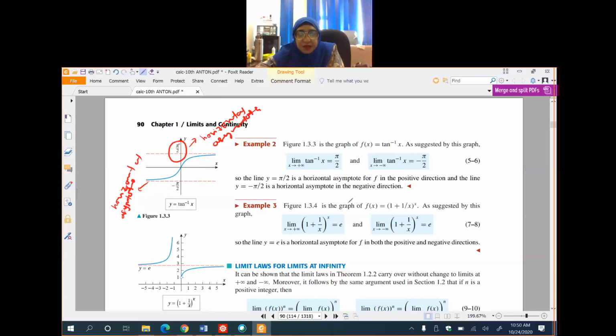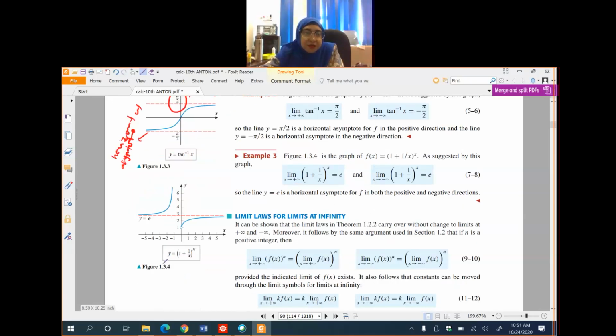Okay, and then we have a function f(x) equal to (1 + 1/x) to the power of x, for example 3. And the graph is given in figure 1.3.4. If you look here, there's this red line which is between 2 and 3. And this is actually e. If you press e on your calculator, it will give you 2.71 something. So it is a constant, which is obviously located between 2 and 3.